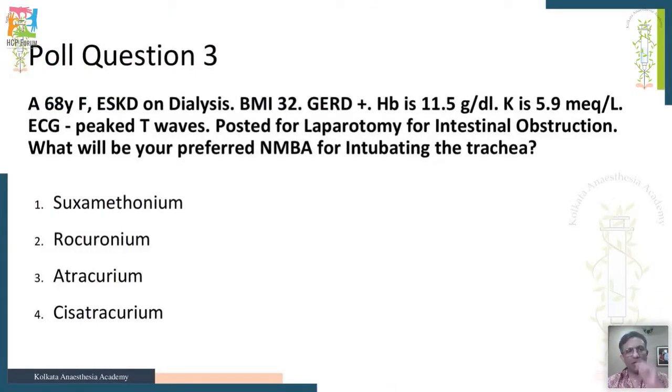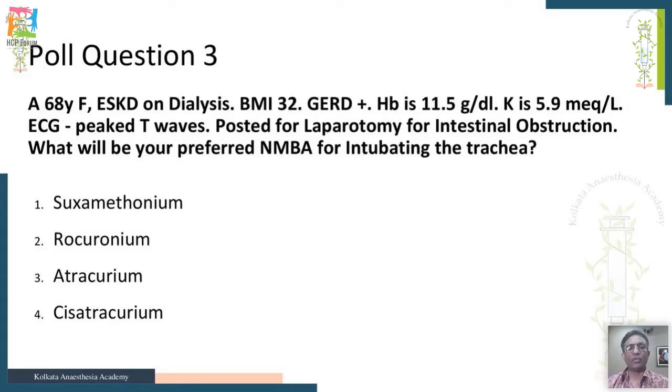Okay, the third poll is a 68-year-old female, end-stage kidney disease on dialysis, BMI is 32, has got reflux esophageal disorder. Her hemoglobin is 11.5, potassium is 5.9, and ECG shows peaked T waves. She's been posted for a laparotomy for intestinal obstruction. Okay, and so obviously this is kind of an emergency. You don't have much time.